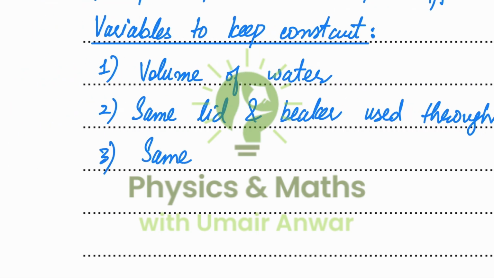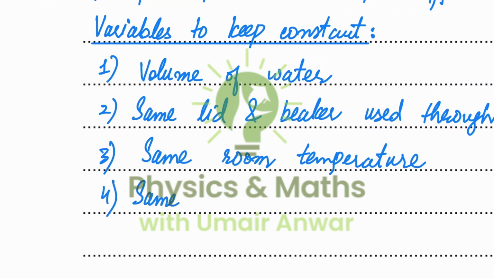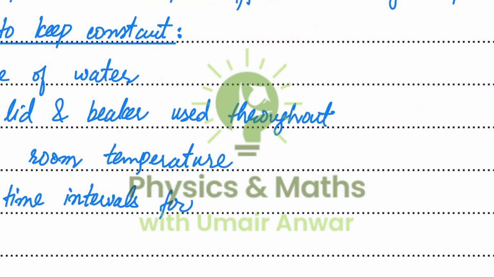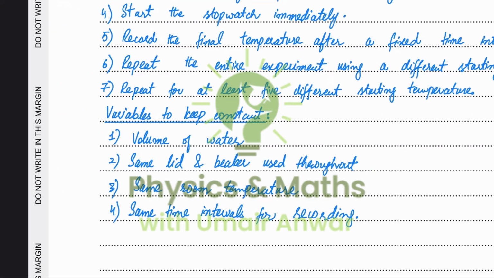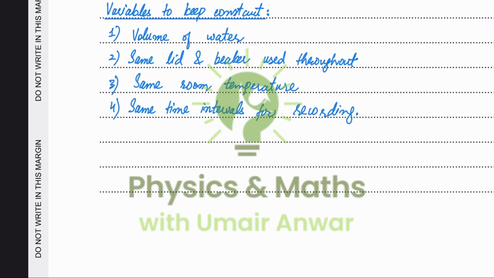Then obviously it is an investigation which is related to heat and temperature, so we have to have the same room temperature or the temperature of the surroundings so that the results are fair. And the fourth thing is we have kept the same time interval for recording the final temperature. So I've listed down 4 of these key variables. Writing 2 is enough in the exam.